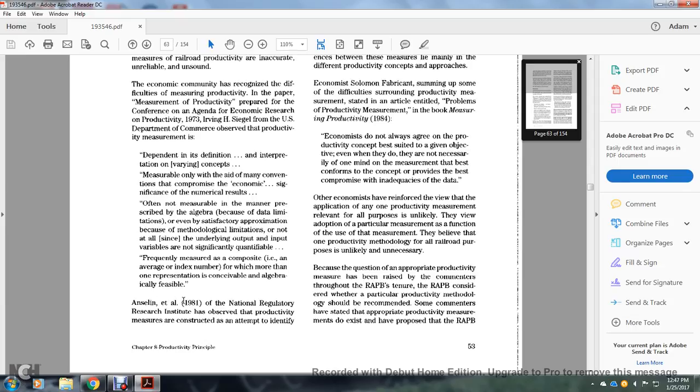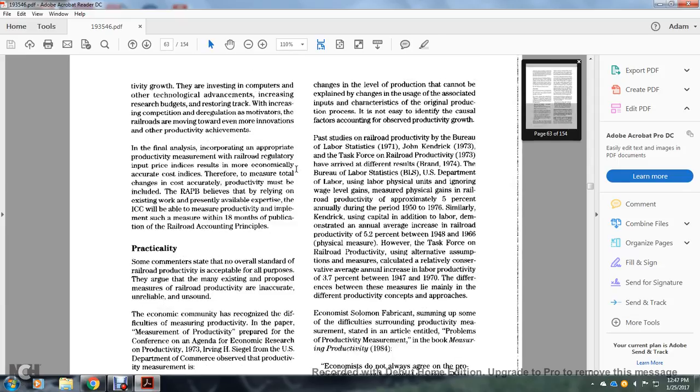Anselin, et al., of the National Regulatory Research Institute observed the productivity measure as an attempt to identify changes in the level of production that cannot be explained by changes in the use of associated inputs and characteristics of the original production process. It is not easy to identify the causal factors according to the observed productivity growth.